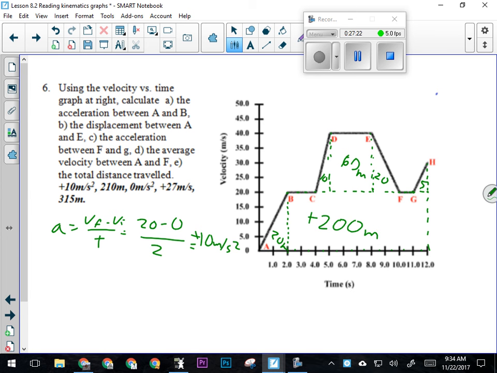But I want total distance. So, not that it matters, there's no negatives here anyway. I would add all those together, and I'd get 315 meters.